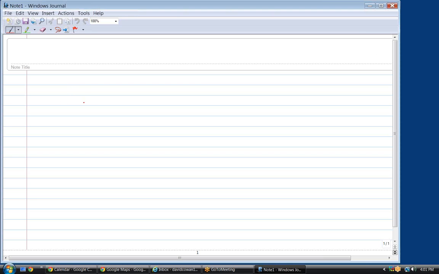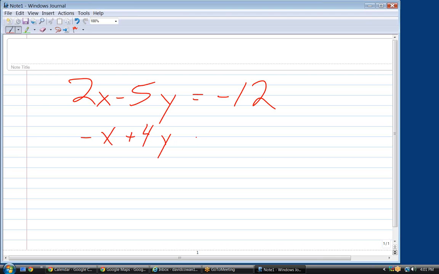Minus 5y equals negative 12, and the other one is negative x plus 4y equals 9. All right. This is solving simultaneous equations, or solving a system of equations. This one has two variables, x and y. You might have three equations and three variables, x, y, and z. But as long as it's a 2 by 2, it's relatively straightforward.